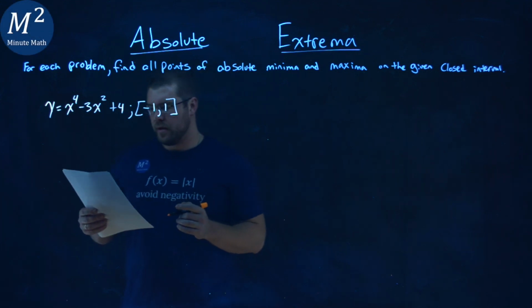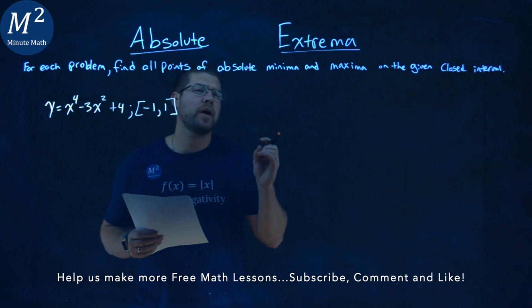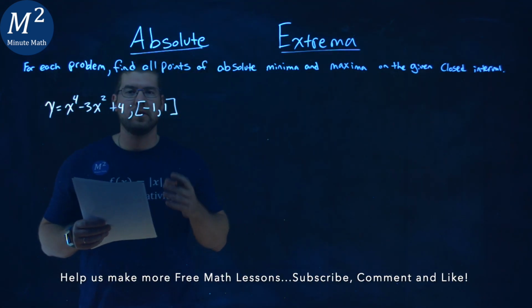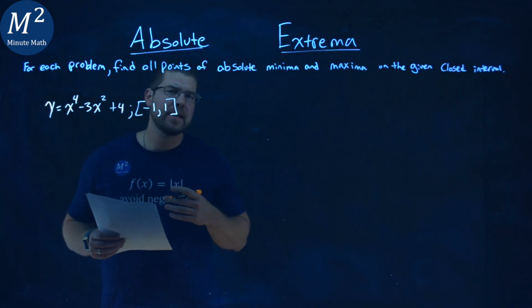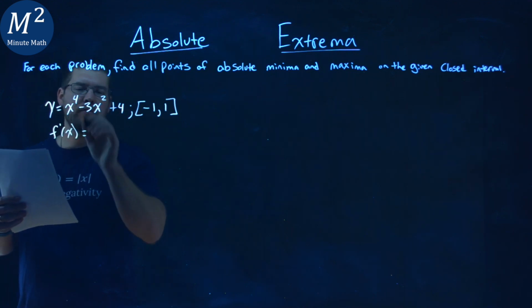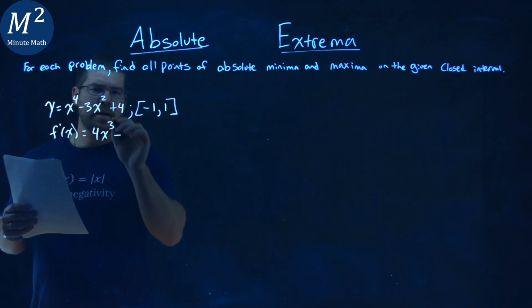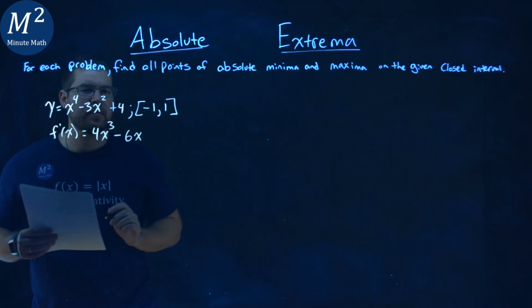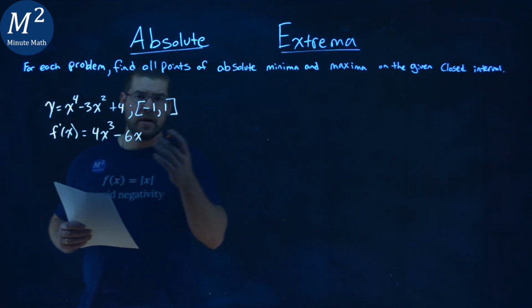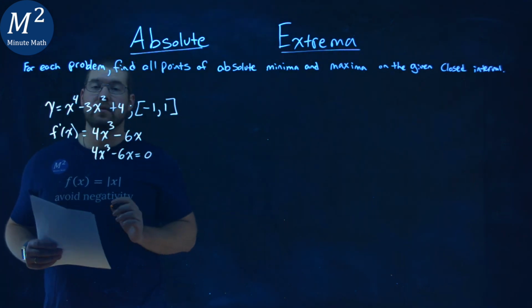We're given this problem right here, y equals x to the fourth power minus 3x squared plus 4, and we want to find all points of absolute minima and maxima on our closed interval from -1 to +1. The first thing I like to do is find my derivative. f prime of x is equal to, by the power rule, 4 comes down, x to the third power, minus 2 times 3 is 6x, and then the derivative of the constant is just 0. I take my derivative and set it equal to 0: 4x to the third power minus 6x equals 0.